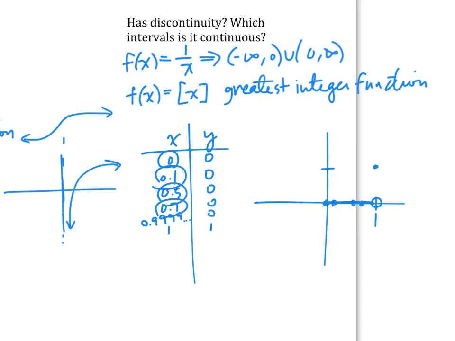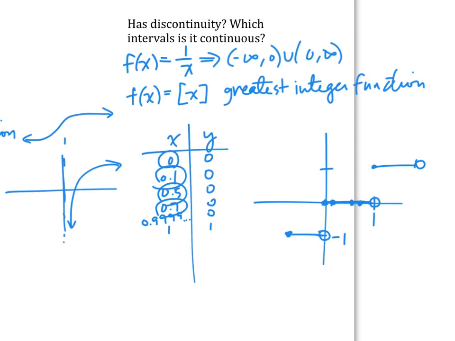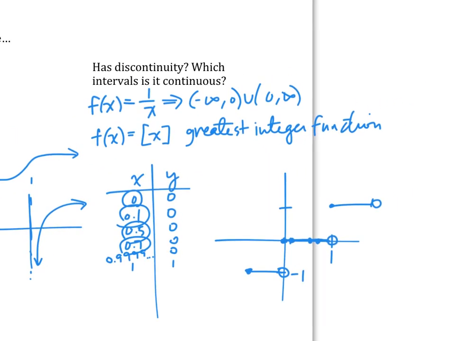So this is the greatest integer function, and it just keeps looking like that. This function is discontinuous. It has jump discontinuity. Where is it continuous? Basically, you want to say something like 0 to 1, 1 to 2, 2 to 3, and so on.